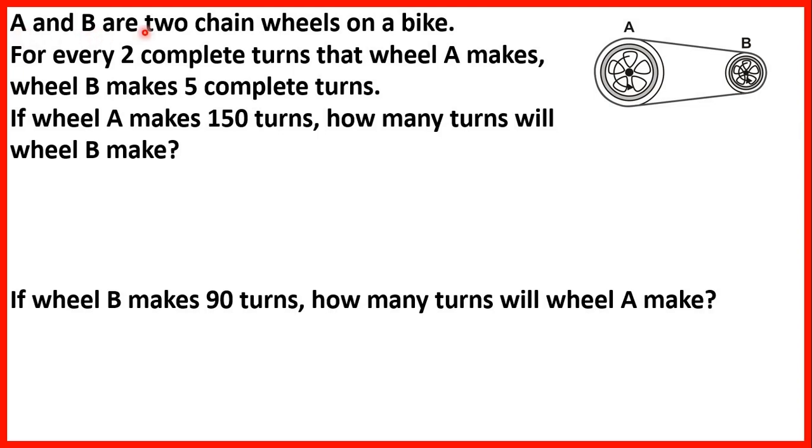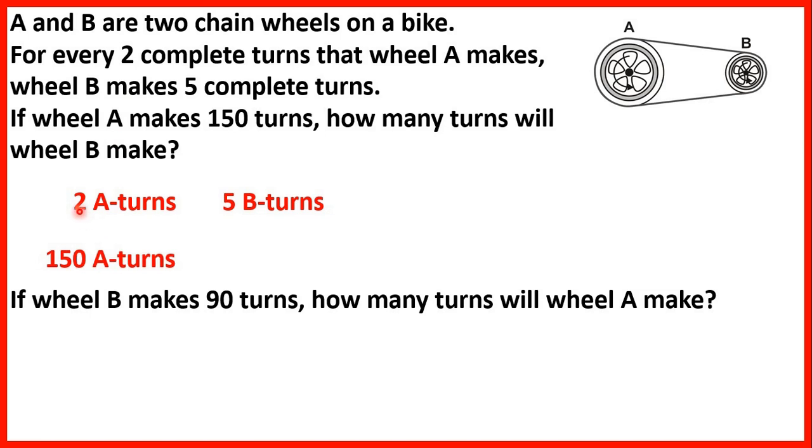A and B are 2 chain wheels on a bike. For every 2 complete turns that wheel A makes, wheel B makes 5 complete turns. If wheel A makes 150 turns, how many turns will wheel B make? So we know that for every 2 turns for A, we have 5 turns for B. And we also know that wheel A will make 150 turns.